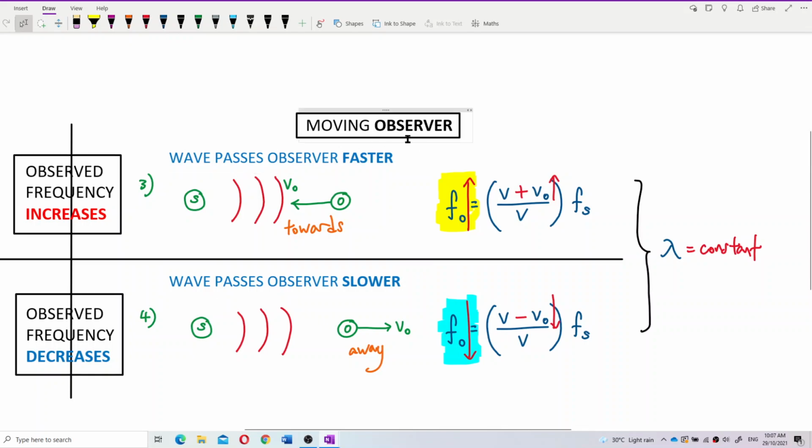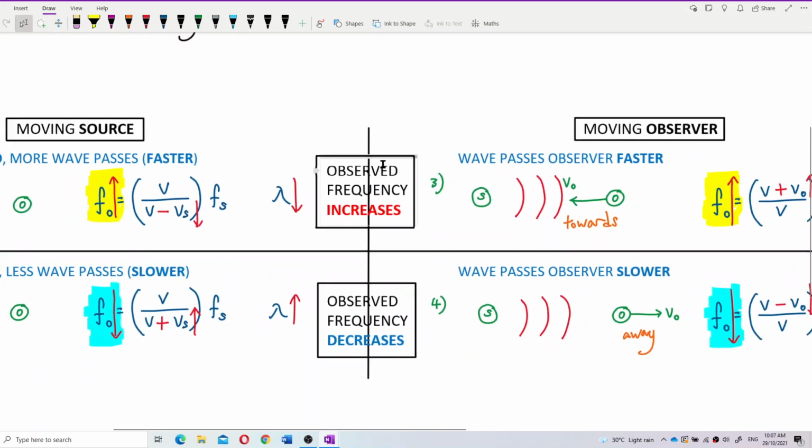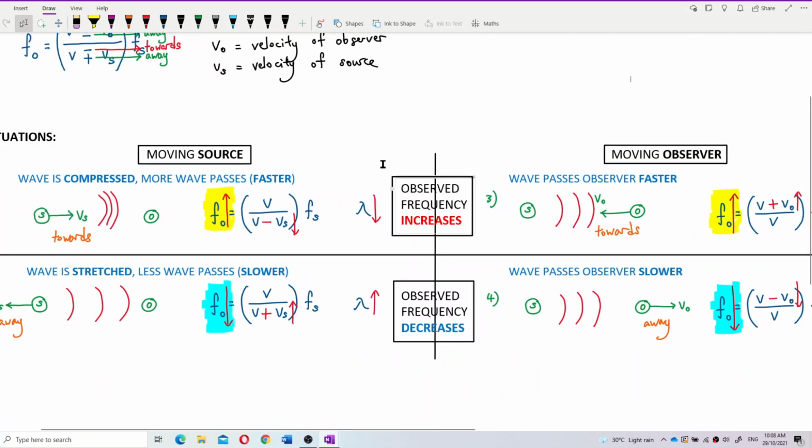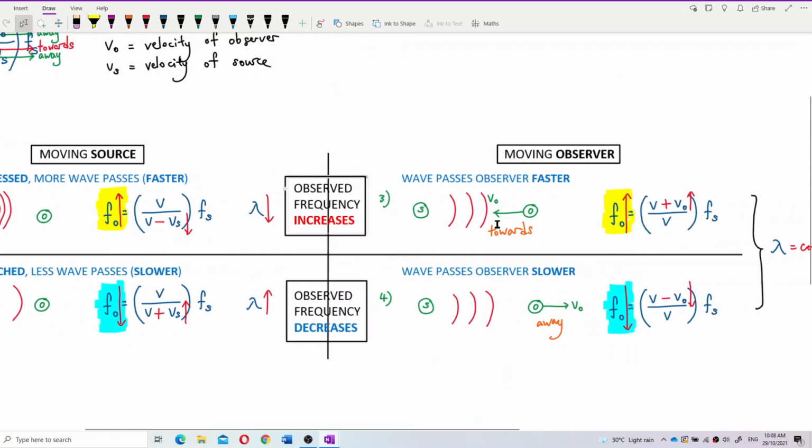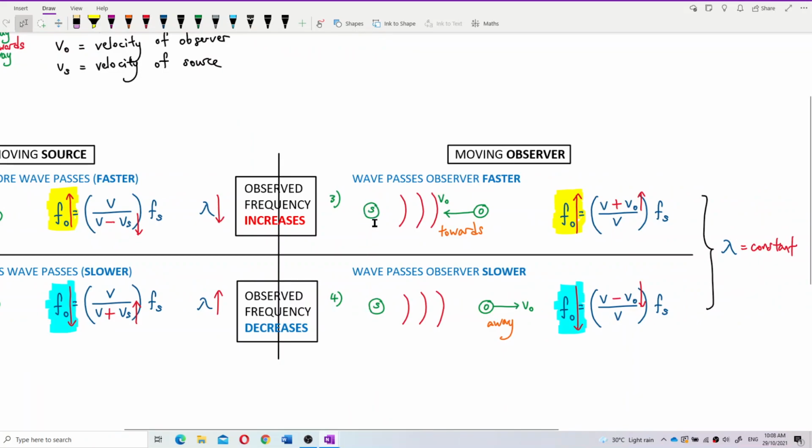The third situation is, just now we were talking about a moving source. That means the source is moving towards the observer or moving away from the observer, but the observer is stationary. Now we make the source stationary. That means the one who emits the sound becomes stationary. The observer is moving, either moving towards the source, or moving away from the source.